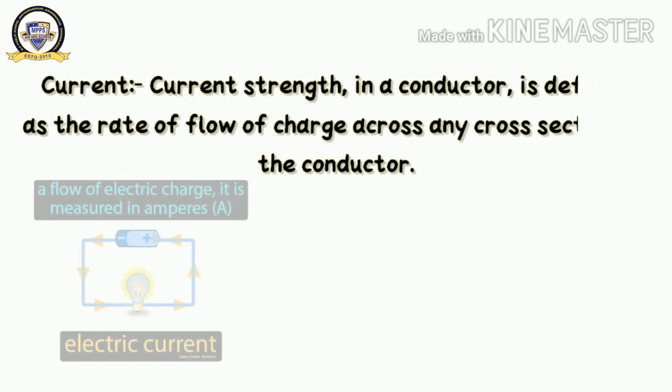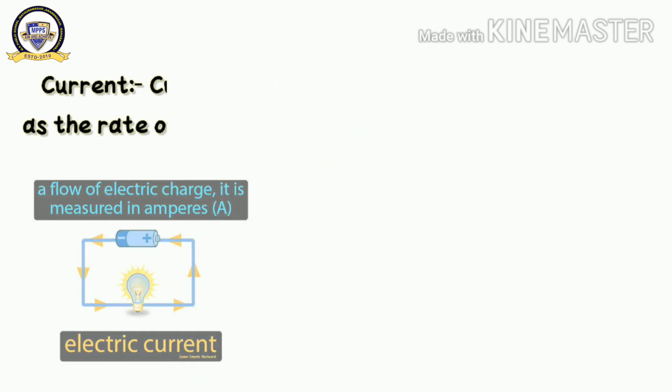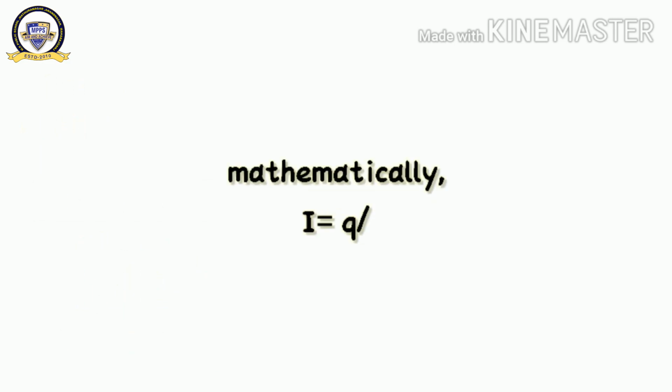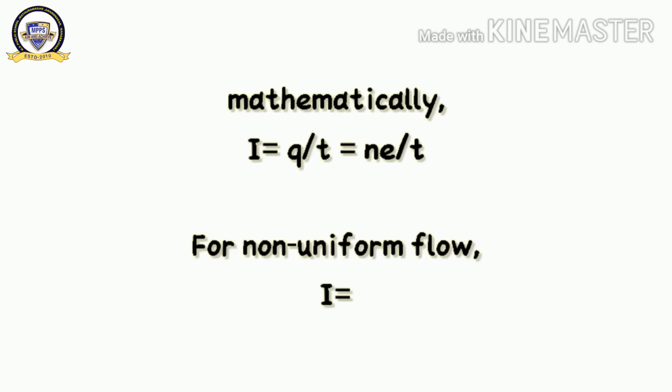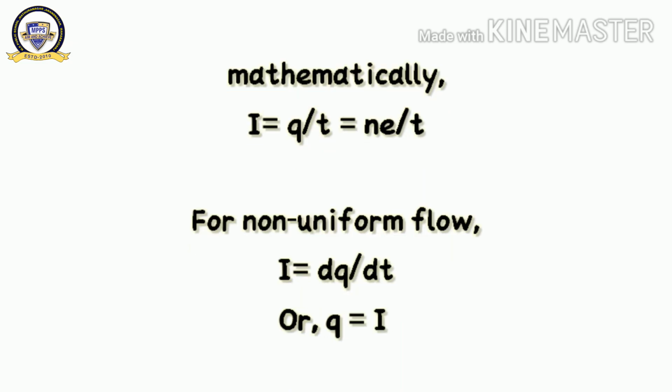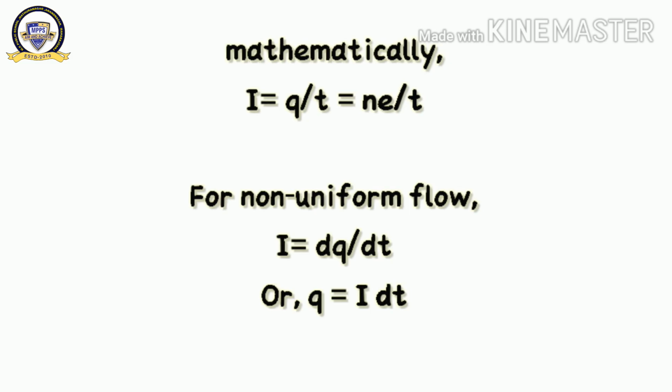Flow of electric charge is measured in ampere; in other words, the SI unit of electric current is ampere. The electric current is represented by capital I, and we can establish a mathematical relation between electric current and electric charge: I equals Q upon T, and Q equals NE. So we get a new relation, I equals NE upon T. For non-uniform flow of electric charge, we establish an integral relation: I equals integral of dq upon dt.